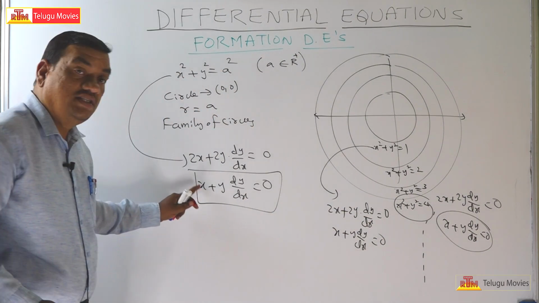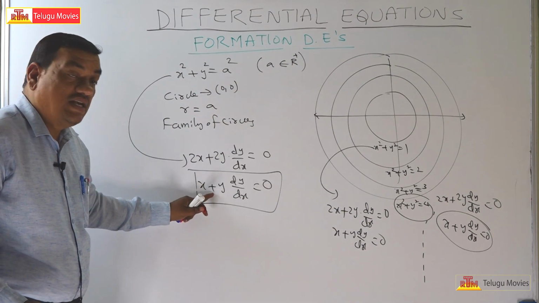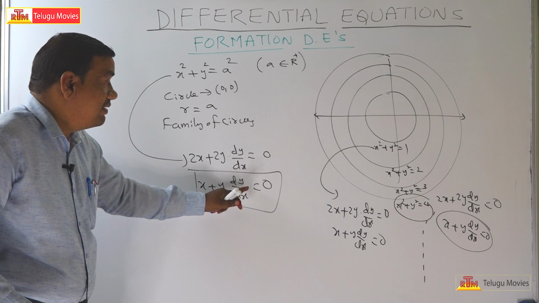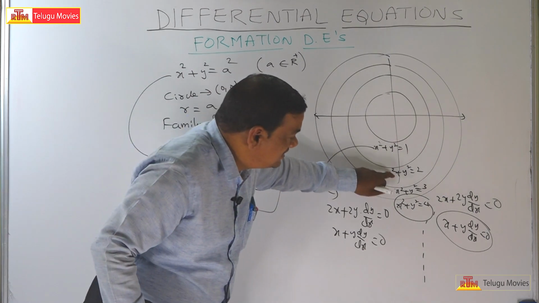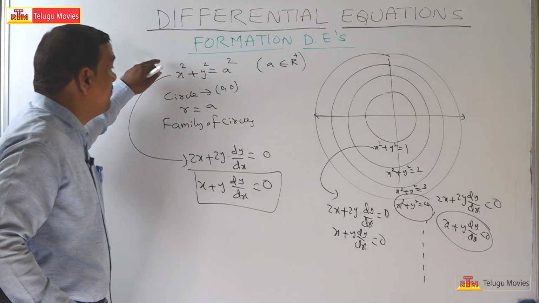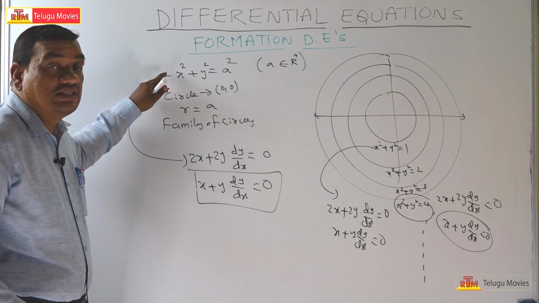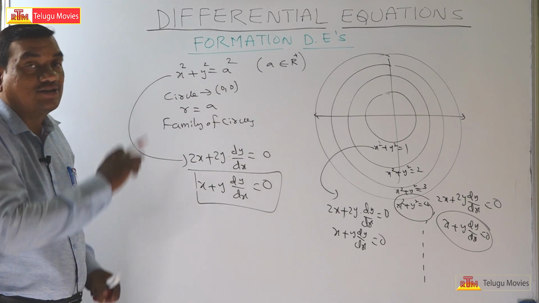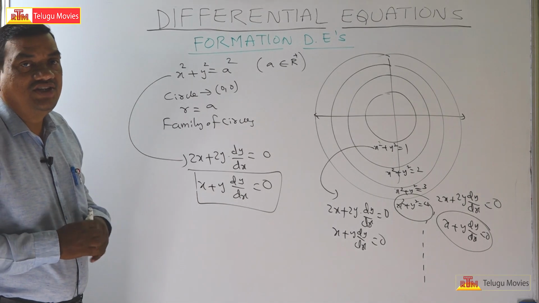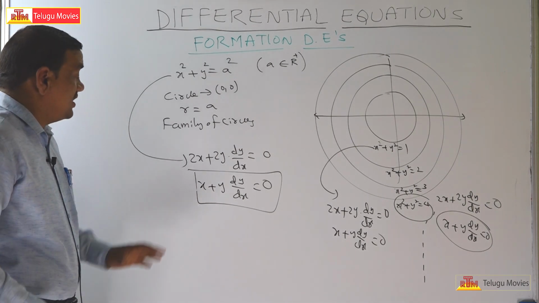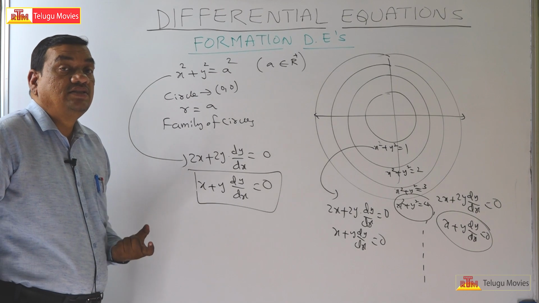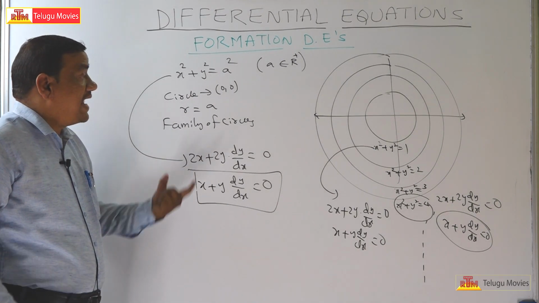Again, you are getting this equation, x plus y into dy by dx, is it not satisfying each and every member of the family of circles given by the equation x square plus y square is equal to a square? Understand or not? Okay. So, that means our main aim is we have to get another equation.